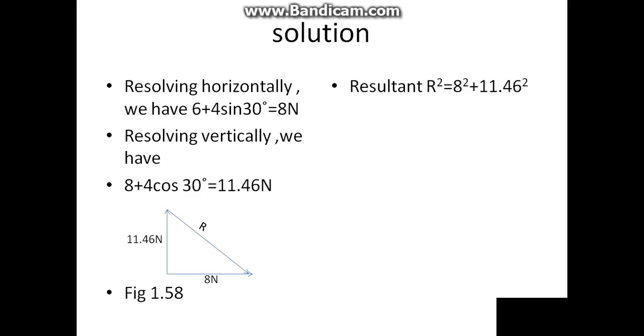The resultant will now be, since it is now a right angle triangle, using the Pythagoras theorem, which states that the square of the hypotenuse is equal to the sum of the squares of the other two sides. R squared is now equal to 8 squared plus 11.46 squared. R squared is equal to 64 plus 131.33. R squared is now equal to 195.3. Then R is now equal to 13.98 Newton.